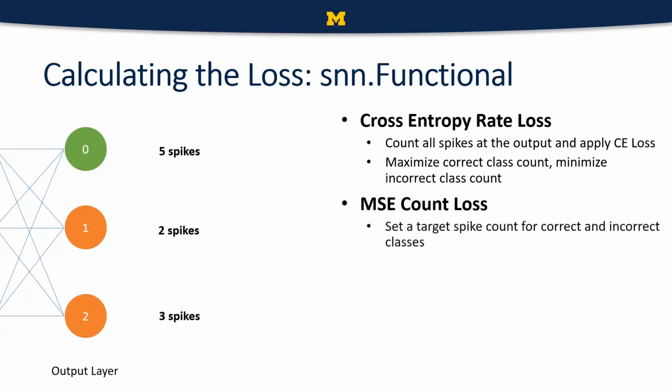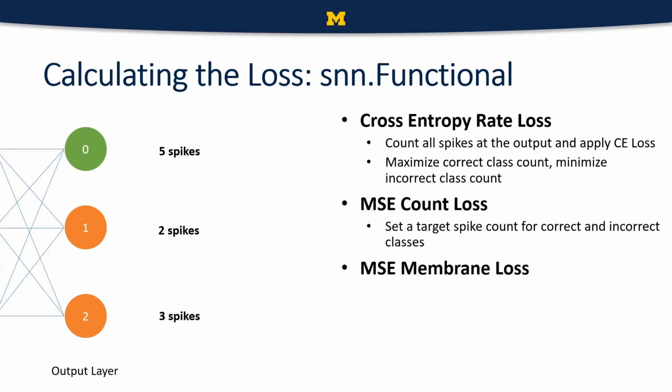So what mean square error count loss does is you determine how many times you want your correct class to fire. I might arbitrarily say, I want my correct class to fire 10 times, and I want all of my incorrect classes to fire 2 times. So we're effectively applying mean square error, doing regression 3 times, setting the regression value we want on a continuous interval. Because of the dynamics of spikes and because we're playing with time, there are many options to play with.